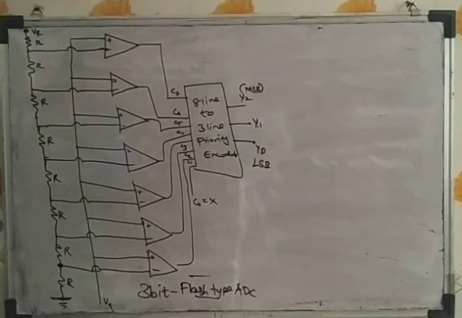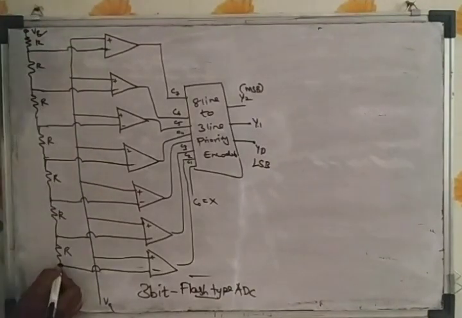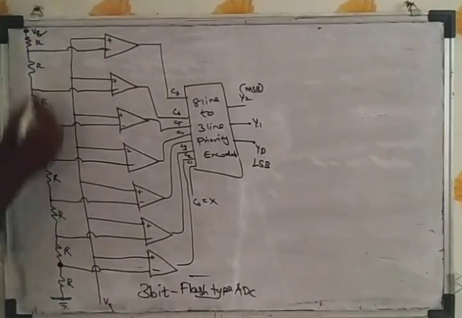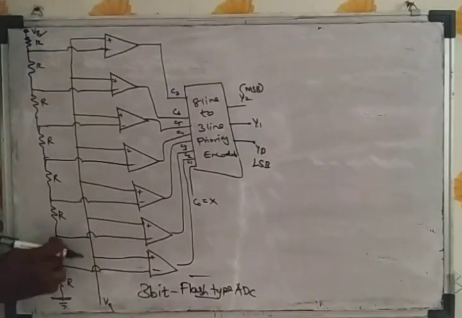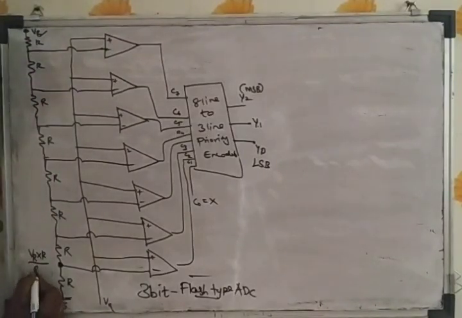So let me see the operation. Here we are giving reference voltage VR. At this point we apply the voltage division rule. We have VR into the same branch resistance R divided by the total resistance, which is R times 1, 2, 3, 4, 5, 6, 7, 8, so 8 R. So this voltage is VR by 8.